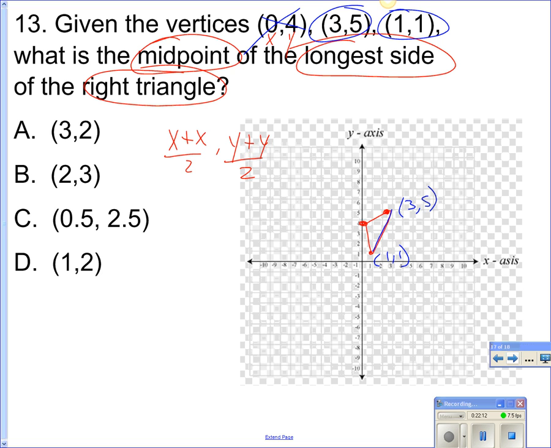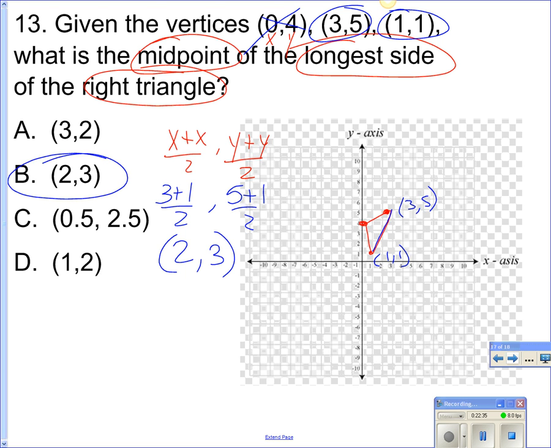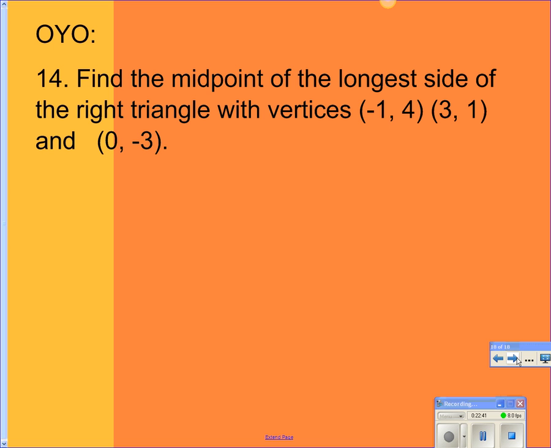All right, Zach, what am I going to put in for x plus x? And Samiri, what am I going to put in for the y's? All right, LeVar, what do you get right here? Good. Hallie, what do you get right here? So that one is B. All right, do your last OYO.